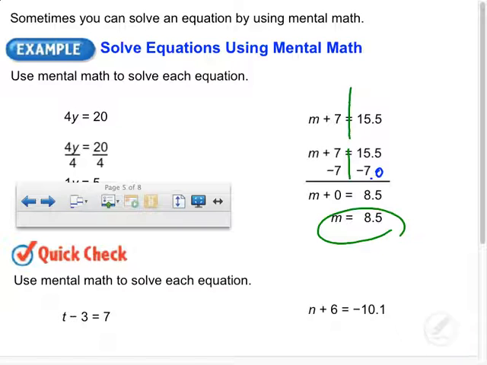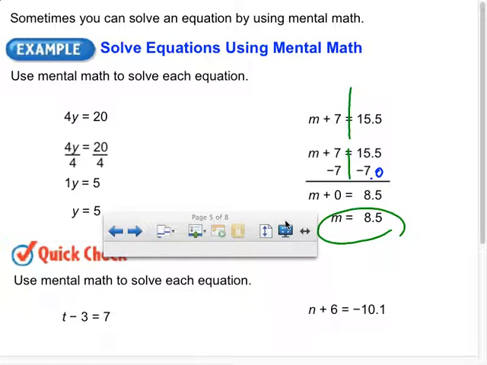Over here, the opposite operation was divide. Instead of multiplying by 4, we divided both sides by 4. And we did that to both sides. So here, the operation that was opposite was divide by 4. Here, the operation that was opposite was subtract 7.